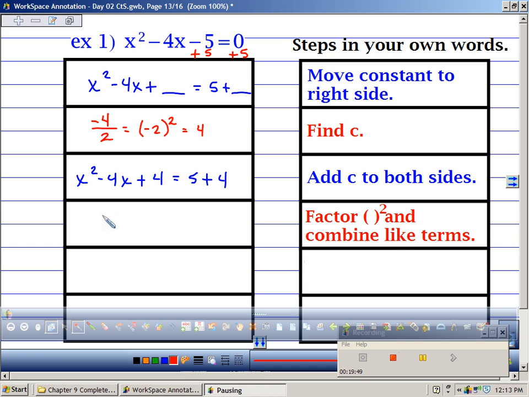Okay, so to factor and combine like terms, look at this. When you write your steps out, magically, what goes here? See that? 2 goes there. It's that number that we squared. It's not a coincidence. It will always happen like that.